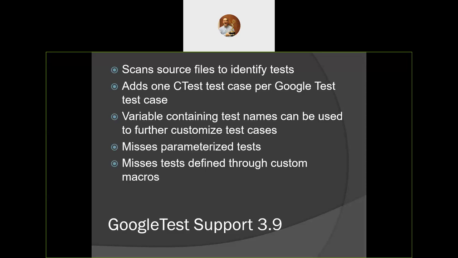Parameterized tests in Google Test give you a way to say, I have a bunch of data values, I want you to run this test over and over again, supplying the data values as a parameter to the test. If you wrote any custom macros for defining your own tests in Google Test, then it would miss that too. Why would you write custom macros? For instance, you might say, I have some tests that access an internal data structure that's only available in a developer build, and that data structure is not available in a release build, so I only want to add these tests in Google Test if I'm building a developer build. So you won't get those tests either.